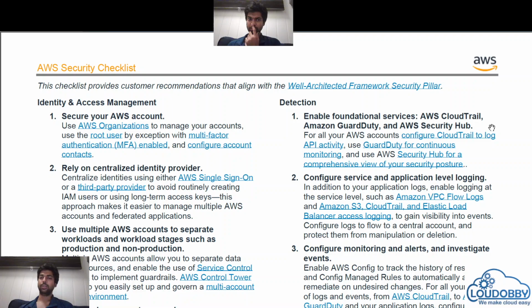And the third key point is to configure monitoring and alerts and investigate the events. This is very important. Monitoring is the key area in security. This monitoring is in terms of security, not in terms of operations. So you need to enable AWS Config to track the history of resources, and Config managed rules to automatically alert and remediate changes for all the sources of events from AWS CloudTrail, GuardDuty, and all your application logs. Configure alerts for high priority events, and investigate. So basically, your monitoring is going to give you the alerts.